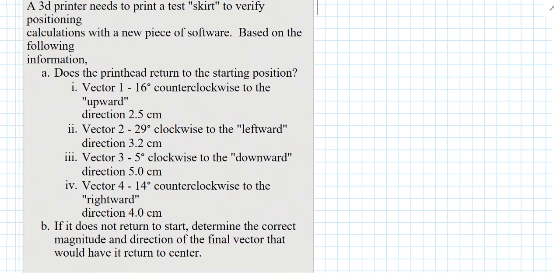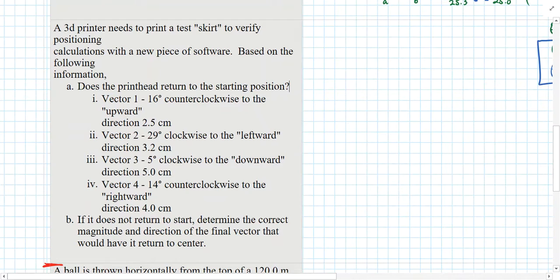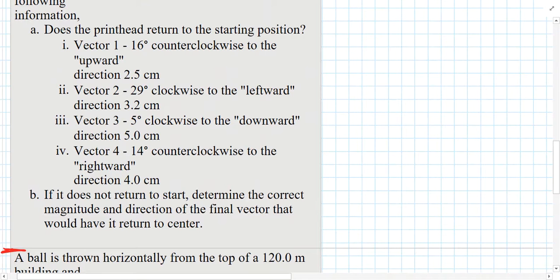However, the component method is pretty good when we have multiple vectors, and in this case we've got 4 vectors that are working together. We've got a 3D printer that needs to print a test skirt in order to verify position calculations with a new piece of software that's been installed. So a skirt is, if I've got a 3D printed object that takes up this space on the bed, a skirt is a test print that goes around the outside edge of that object. And so we're trying to figure out the dimensions of that outside edge. And we're going to see if the print head returns to its original position precisely.